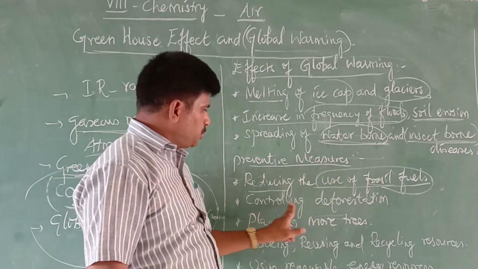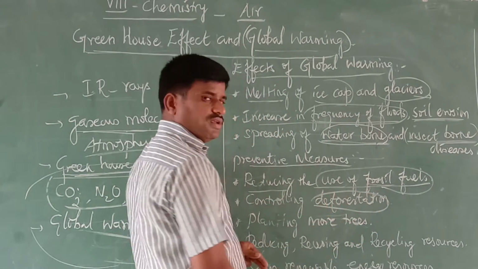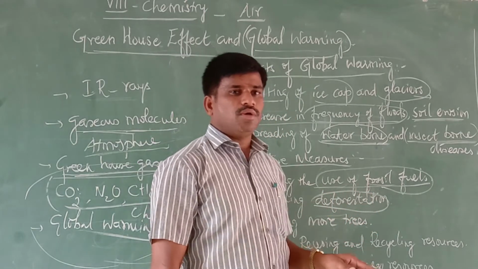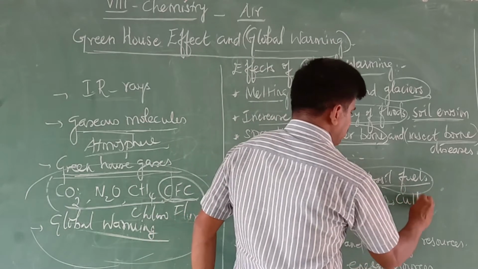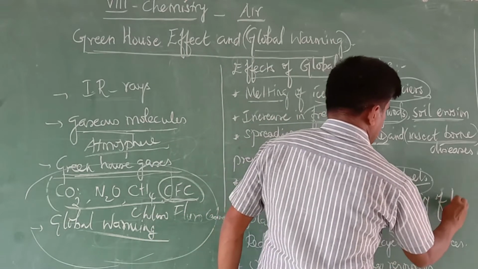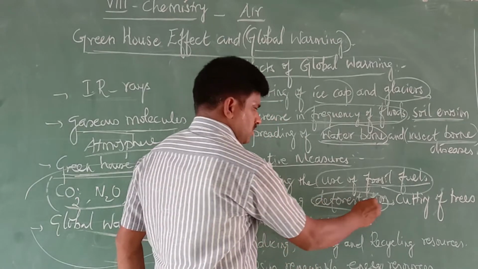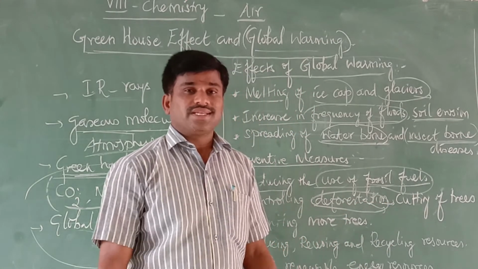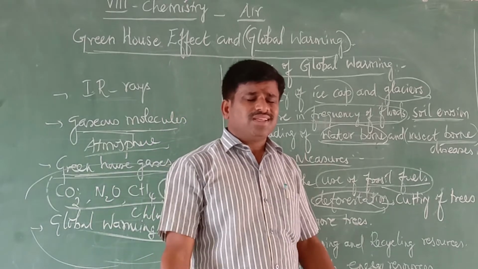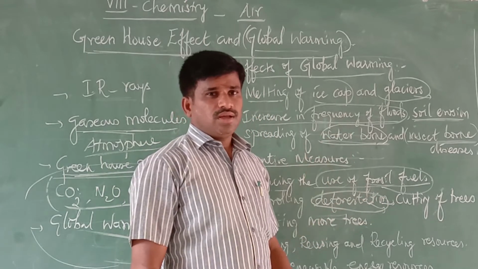Next thing, controlling deforestation. This is important. Instead of that, we should go for afforestation. Deforestation is cutting off trees. This should be controlled. We should not cut trees for our daily activities, for the construction of buildings, or other activities. Deforestation should be reduced.